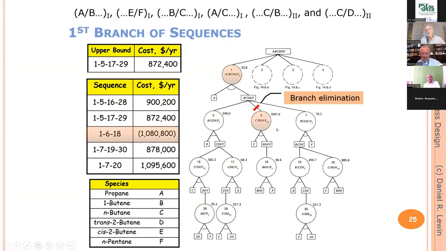If we find during the progression a tower that has a cost for that one tower greater than the minimum found so far, obviously there's no point checking anything further down below it. That's why this is called branch and bound.